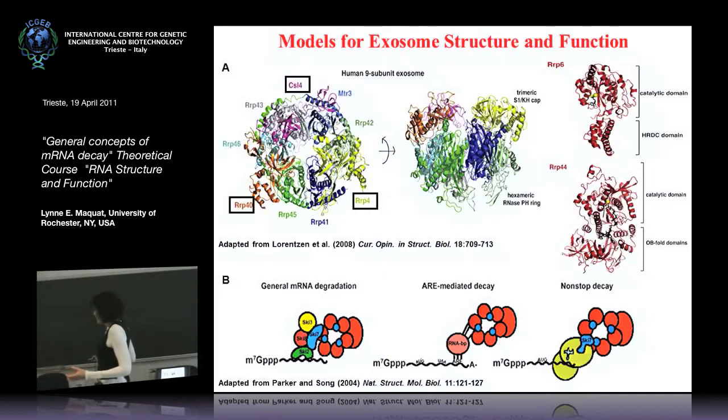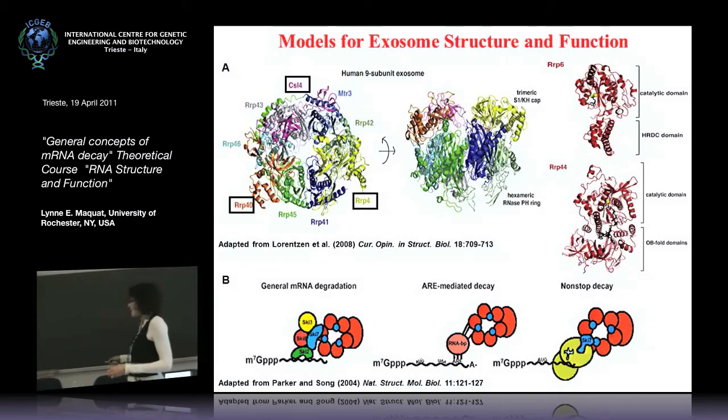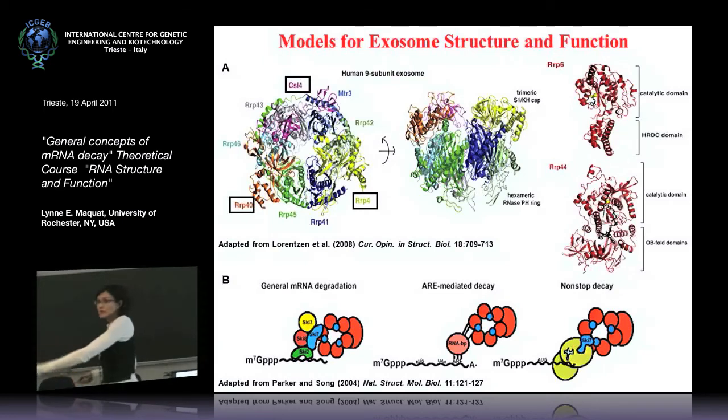We've talked about ARE-mediated decay. So this is an AU-rich element in the 3' UTR of a labile mRNA that recruits an RNA binding protein like tristetraprolin, which, remember, can recruit the CCR4-CAF1 deadenylating complex. After that, it can recruit the exosome. So the destabilizing element first recruits the deadenylase, then recruits the exosome.